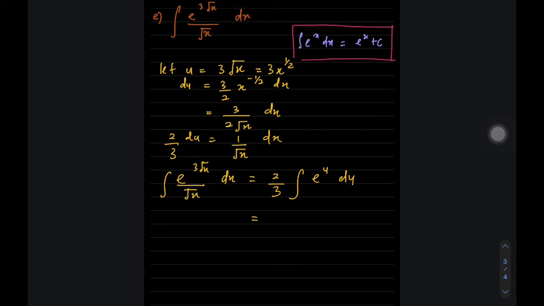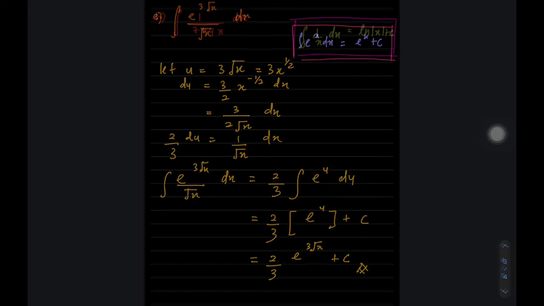Next, integrate 2 over 3. When you refer to the list of formula, when you integrate e power of x dx, you will get e power of x plus c. e power of u plus c. Then change everything in terms of x. 2 over 3 e power of 3 square root of x plus c. So this is your final answer.